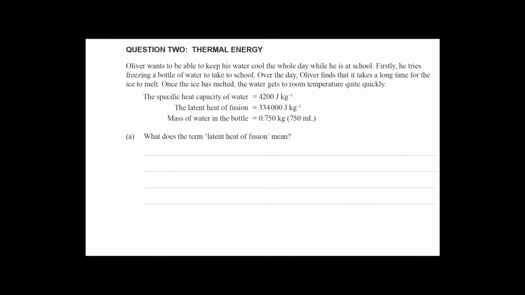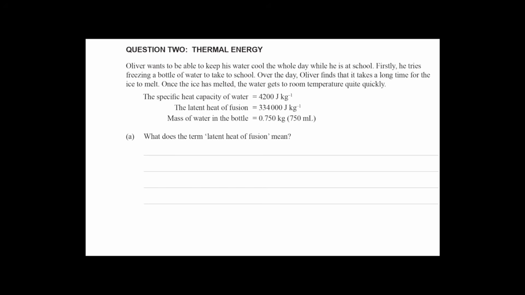All right, so let's get to thermal energy. So Oliver wants to keep his water cool the whole day while he's at school. Why he needs to do that is beyond me. I'm just going to turn off that speaker. The whole day while he's at school, I mean, he could just use the fountain. It just keeps it cool.